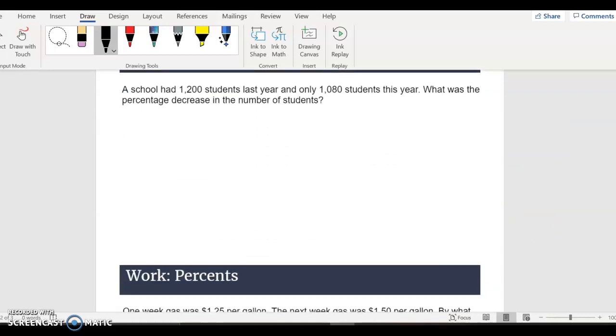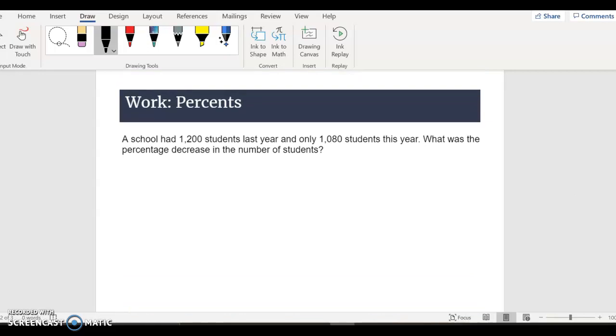Now, our next problem is a little different. Okay. It says a school had 1,200 students last year and only 1,080 students this year. What was the percent decrease in the number of students? Okay, we're still talking about percents, so we're going to need a proportion. One thing you may notice about this question, we were not given a percentage. So x is going to go on top of 100.